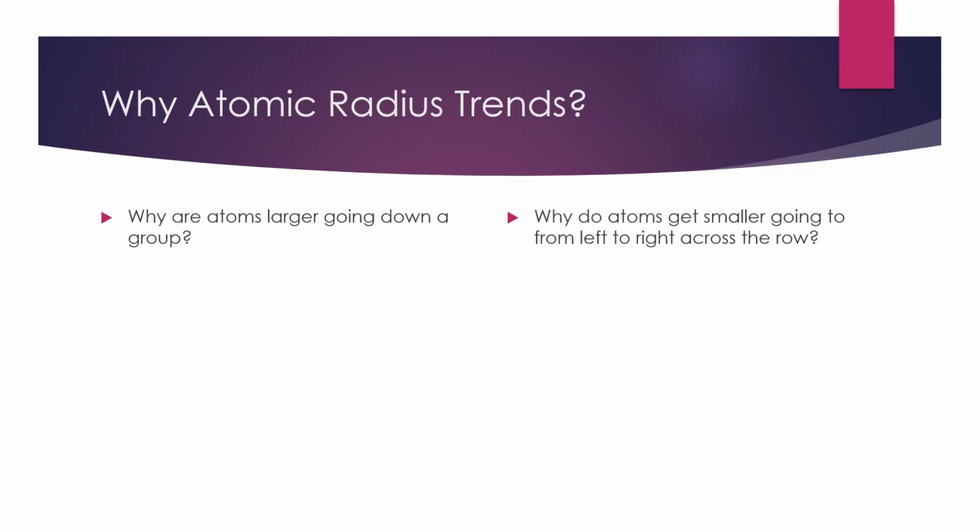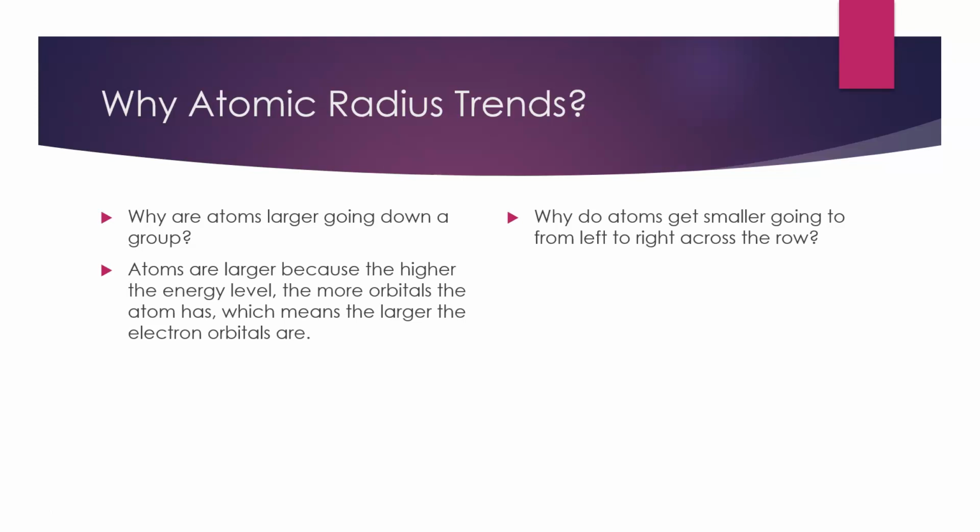So why is the atomic radius trend like this? So why are atoms larger as we go down a group from top to bottom? So atoms are larger because at the higher energy levels, the more orbitals an atom has, the more electrons, which means they're going to be bigger because they need more orbitals for those electrons to go in. That probably makes a lot of sense to you.